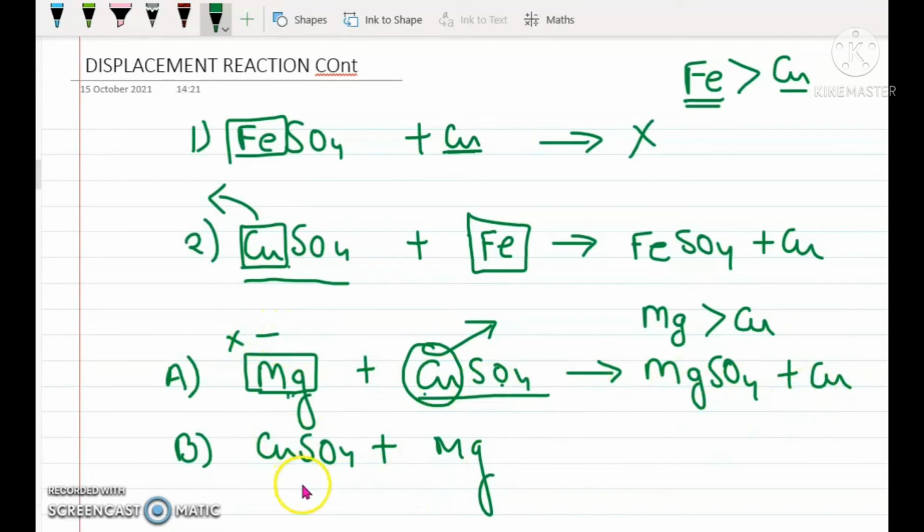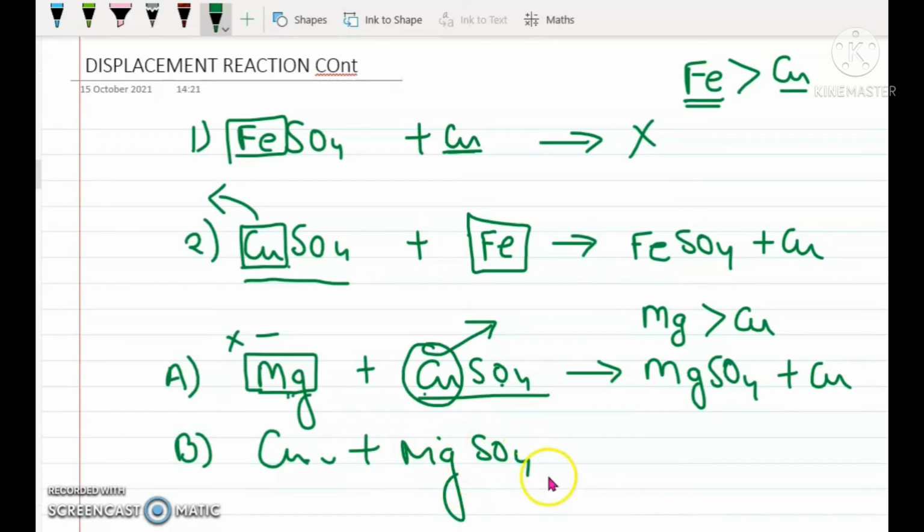On the other hand, if I take a copper strip and dip it in a MgSO4 solution, then the copper, being less reactive, will not be able to do any harm to the magnesium salt. So this reaction is not going to take place at all, and the copper strip will remain as such even till the end of the reaction.